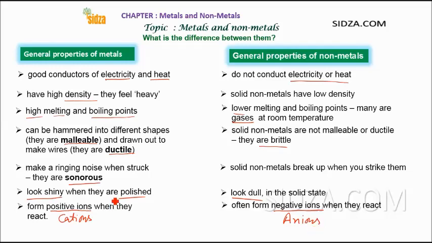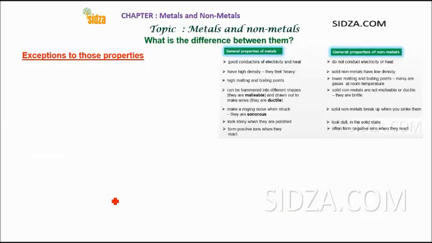So in a chemical reaction, non-metals gain electrons and form anions, while metals form cations, they lose electrons, which means that metals have a high tendency to lose electrons and non-metals have a higher tendency to gain electrons. Now these are certain differences between metals and non-metals. Is there any exception to these properties? Yes, there are certain exceptions to the properties that we have discussed so far.